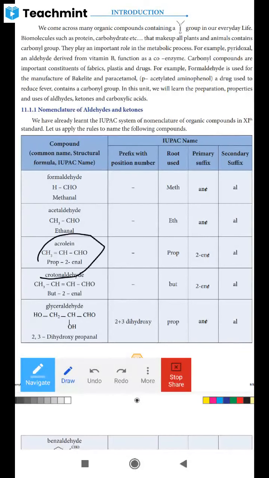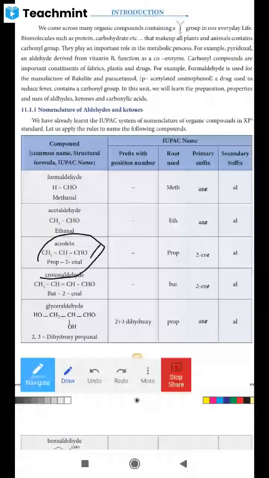So you are getting in first carbon you are having aldehyde. Okay, and then second carbon you are having double bond. Totally how many carbon is there? 3 carbon. So prop. And then primary suffix.